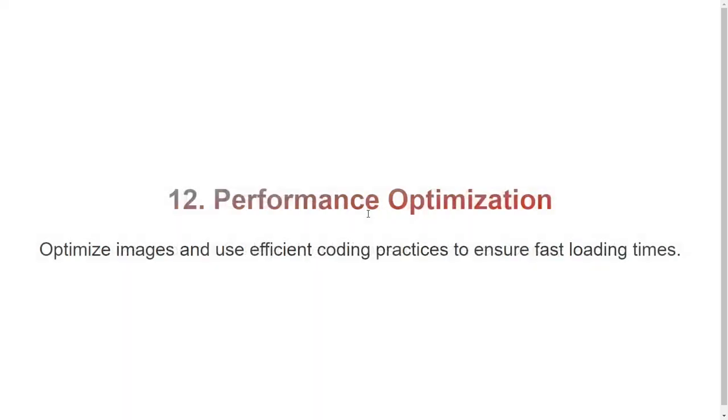Number 12. Performance optimization. Optimize images and use efficient coding practices to ensure fast loading times. You can optimize images using Photoshop. You can set the quality and all these things in it. There is a tutorial over here for Photoshop. On this channel, you will find more HTML and CSS videos where these techniques are practically applied.